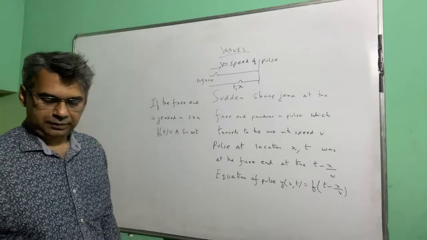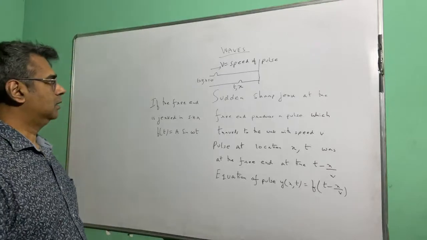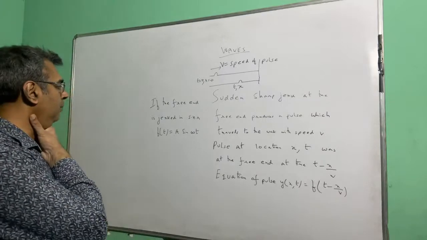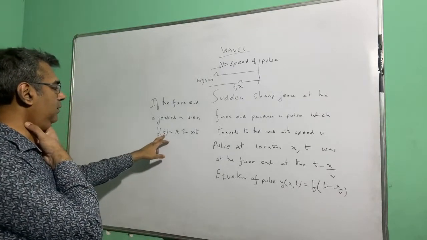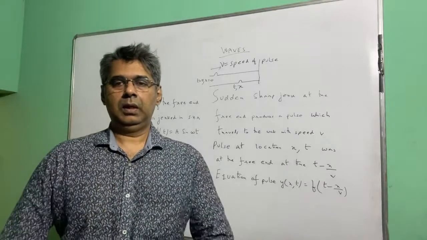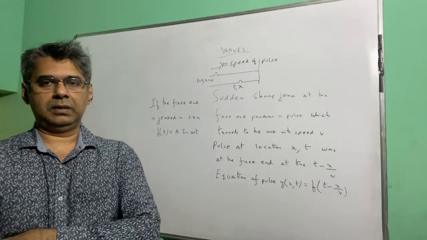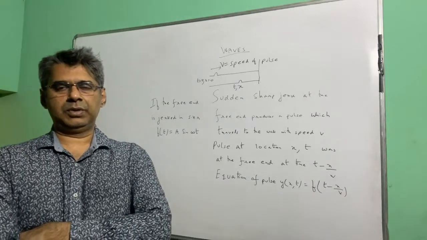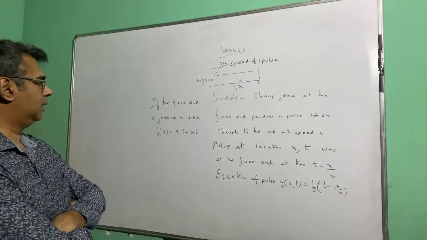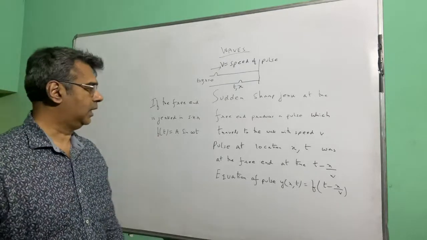suppose the free end of the string is jerked in simple harmonic motion. Suppose you are jerking the free end in simple harmonic motion, so the equation will be f(t) equal to A sine omega t. This will be the equation of the free end, and you know A sine omega t is a typical displacement equation of simple harmonic motion. So the person is jerking the free end in simple harmonic motion, and the equation is given by f(t) equal to A sine omega t.